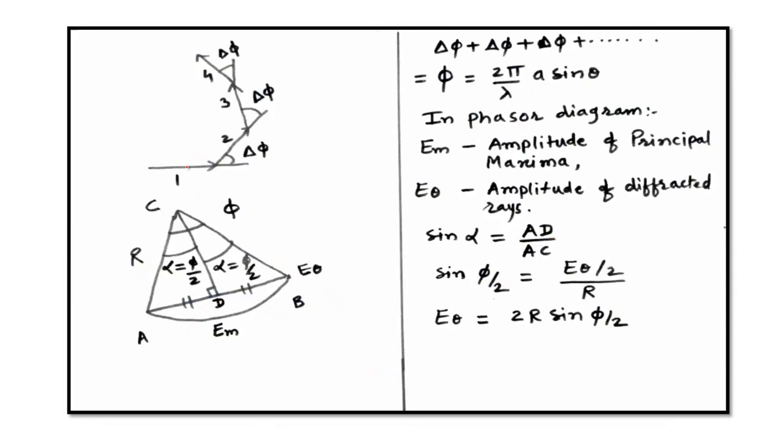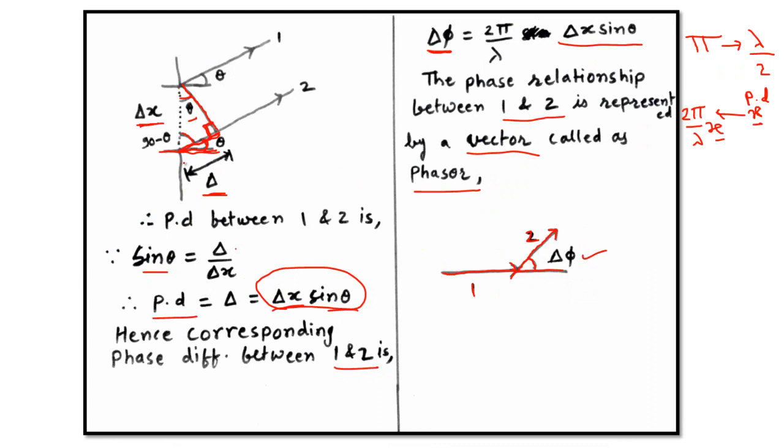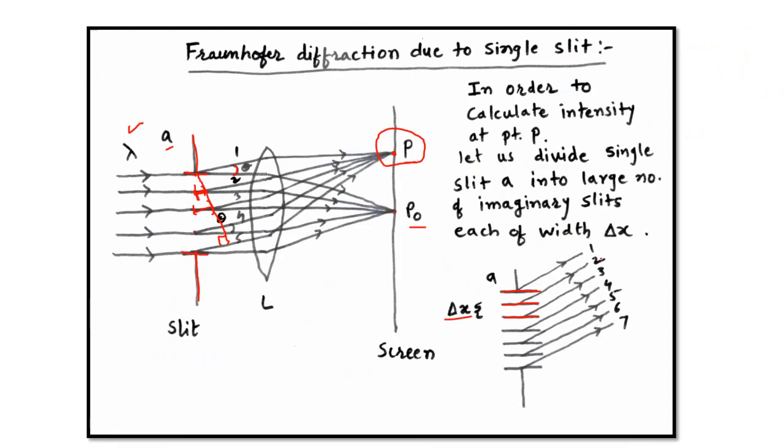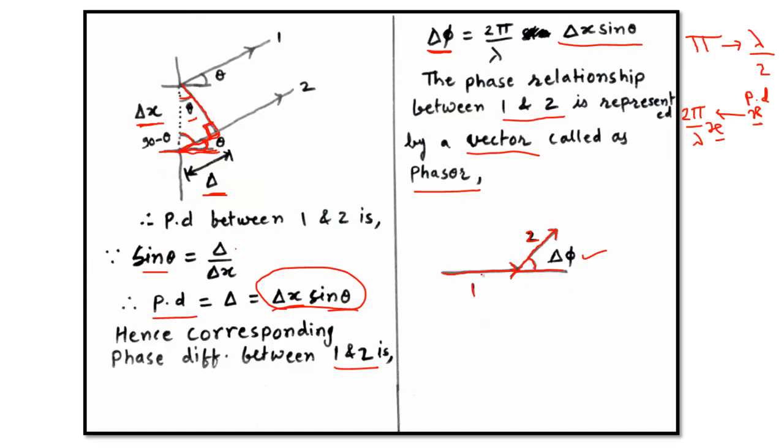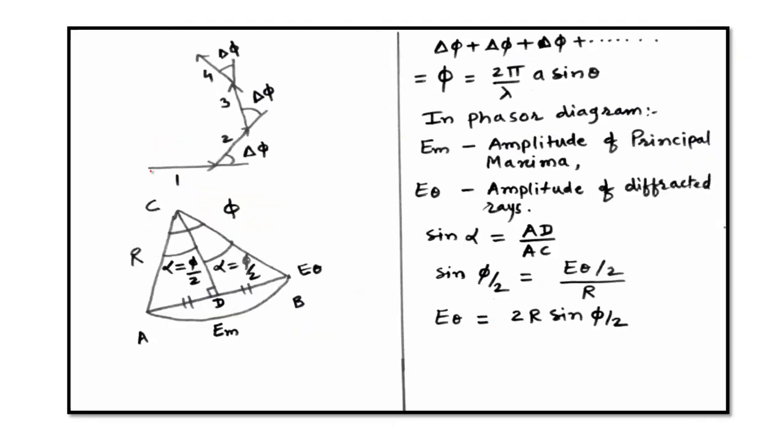Okay, so now what is the phase difference between ray 2 and ray 3? Again it is delta phi. What is the phase difference between 3 and 4? Again it is delta phi. What is the phase difference between 4 and 5? Again it is delta phi, because each slit is of width delta x, and we know what is the phase difference for a slit width which is delta x. It is delta phi, and therefore if I draw these phasors together, then this is the phasor for ray 1, this is the phasor for ray 2, and there exists a phase difference of delta phi between 1 and 2.